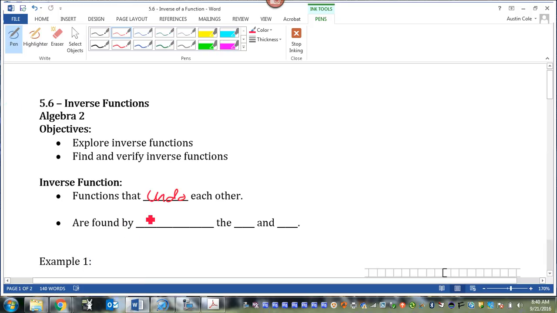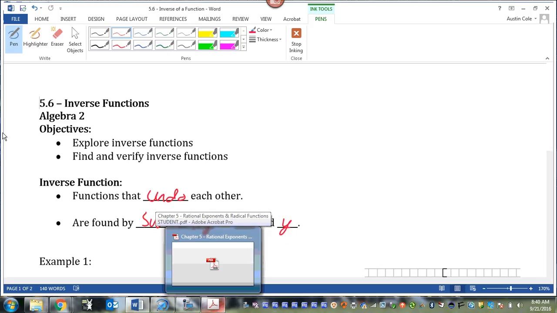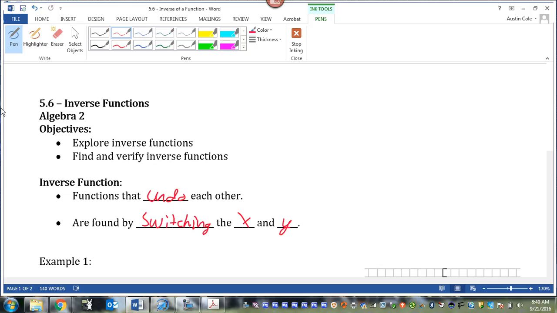They're found by switching the x and the y. So they're opposites. So why do we need to know this? Why is this something that's important?